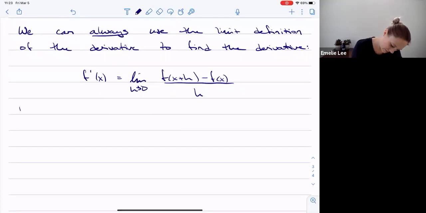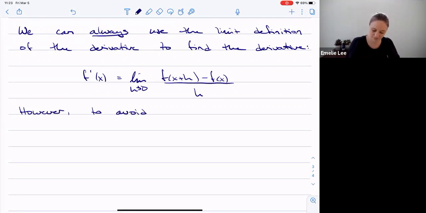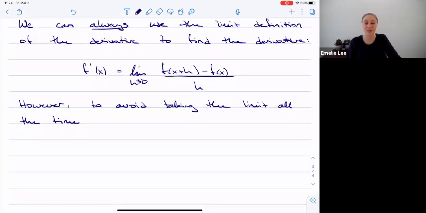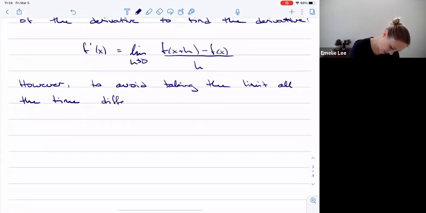However, to avoid taking the limit all the time, differentiation rules have been established, and that's what we're introducing today. Differentiation rules have been established.